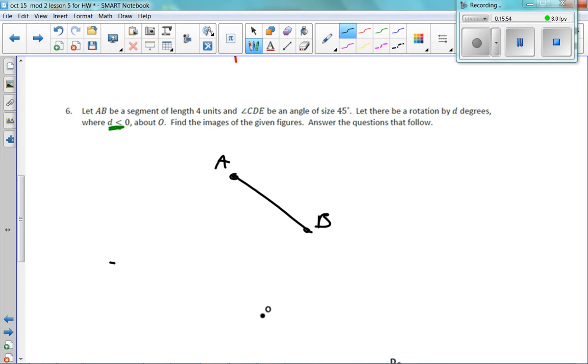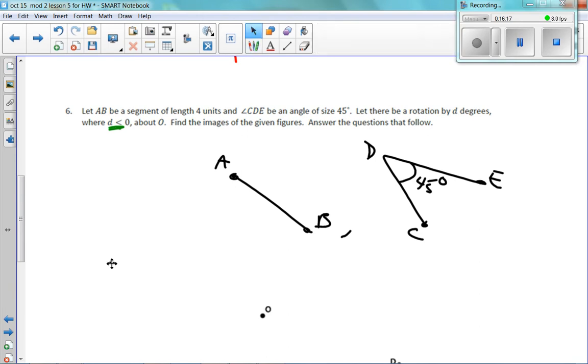You need an angle CDE. Yours can be anywhere you'd like. I'm just putting them here just because, and this is going to be 45 degrees as it says in the instructions. And then you're going to rotate those two things about this point O.